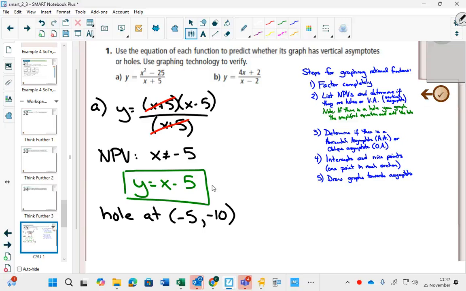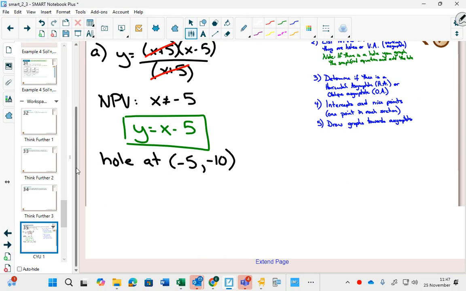Now the simplified equation, it's a line. You know how to graph a line, so we don't have to do steps 3, 4, and 5 at all. We can skip them because I already know how to graph a line. How do I graph a line? Well, I would probably start with my y-intercept being minus 5. So 1, 2, 3, 4, 5. Label that point.